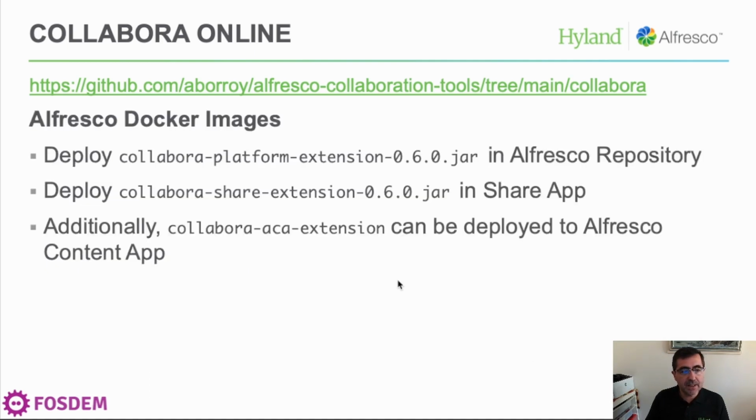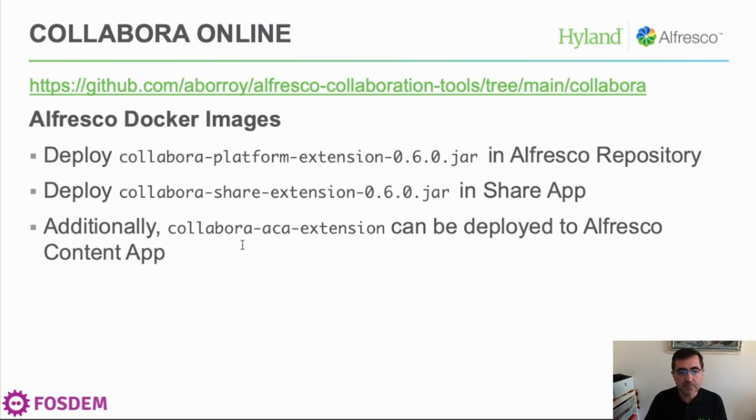And we are also just extending the Alfresco Docker images in order to deploy the Collabora platform extension to the repository, and also to deploy the Collabora Share extension for the Share application. We are not providing the Collabora ACA extension, so not the ADF extension, the Angular component, because we want to compare this Collabora integration with OnlyOffice. Since OnlyOffice doesn't have an ADF extension, we are only using this.